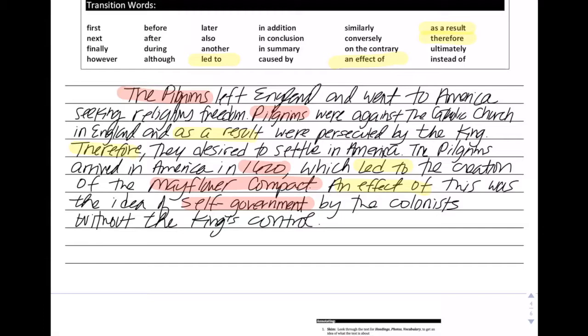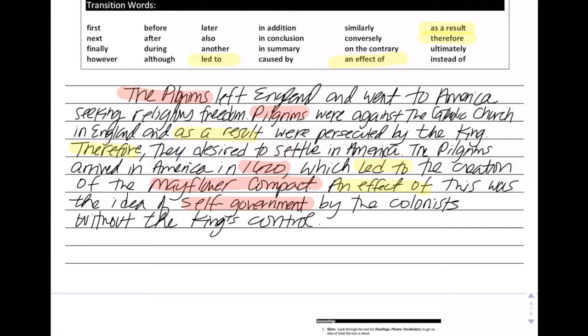Okay, so now here's a copy of our summary paragraph. We started off with our topic sentence, the Pilgrims left England and went to America seeking religious freedom. Then we're going to look at how we use different transition statements to make sense of those facts, combine some of those ideas, which we have in our transition word bank. So going in order from the text in our notes, we are going to say that the Pilgrims were against the Catholic Church in England, and as a result, were persecuted by the king.